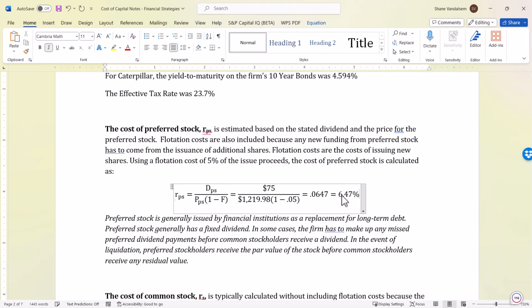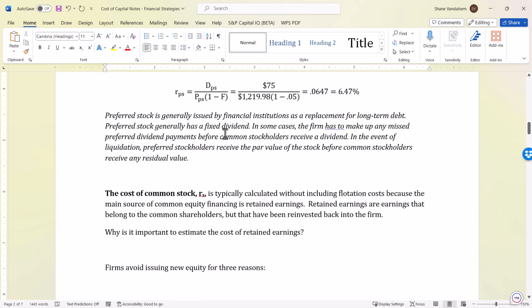And again, this is not for Caterpillar. I wanted to give you a different example because Caterpillar doesn't have any preferred stock. But this is how we would calculate the cost of preferred stock for a firm if we needed to do that. The next one is the hard part.